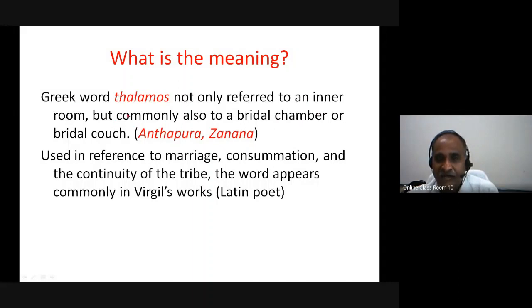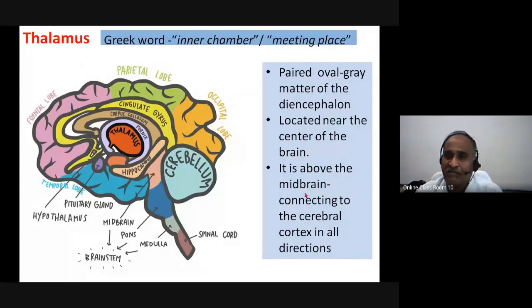And as for the Greek word, it is commonly a bridal chamber or bridal couch, used in reference to marriage, consummation, and the continuity of a tribe. This word appears in Virgil's works. He's a Latin poet, BC, and he has described this word. Okay, that's about the meaning. It's an inner chamber or a meeting place that is called thalamus.